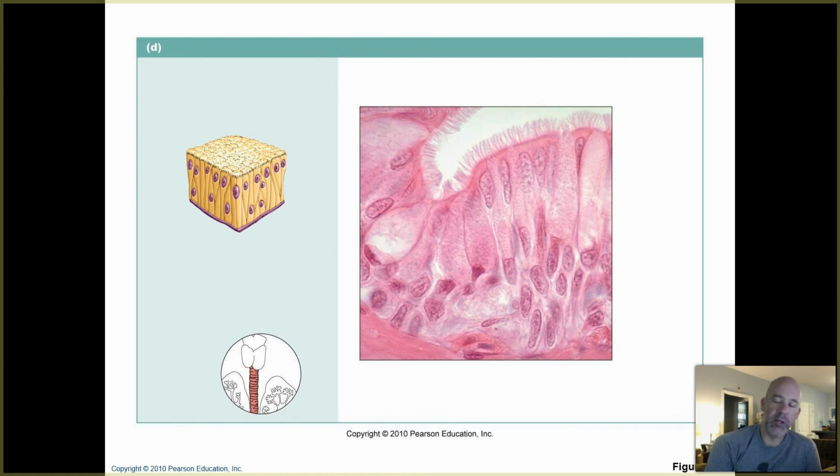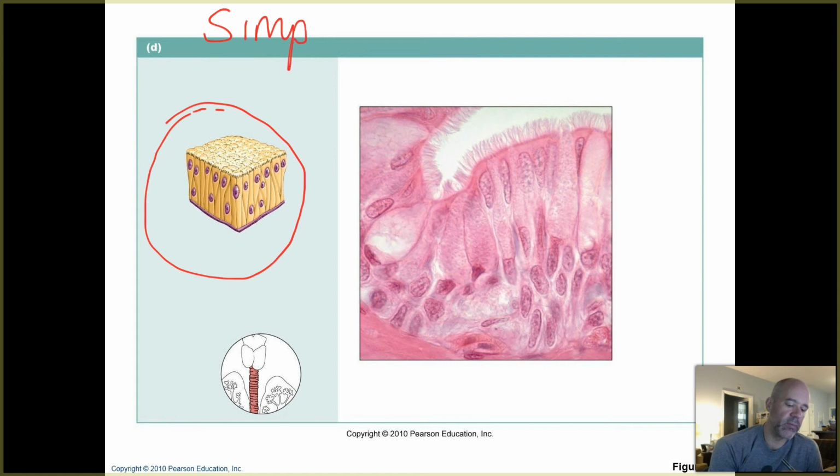Okay, the next one is a little bit different. So if you look closely at that little chunk of cells there, that epithelial tissue that we're taking a look at, what do you think? Is that a single layer, or is it more than one layer? To me it kind of looks like it's more than one layer, but actually this is not. This is actually a simple epithelial tissue. It is a simple epithelial tissue because it's one layer, but because it looks like it's more than one layer, we're going to scratch this out.